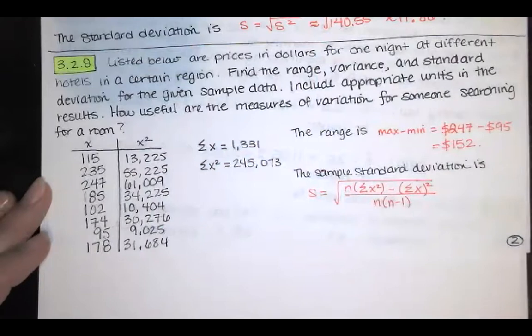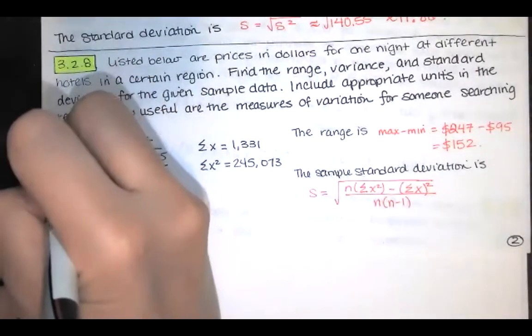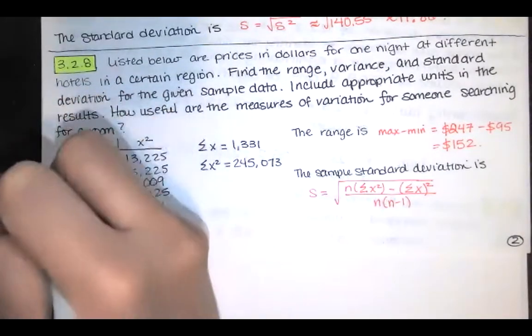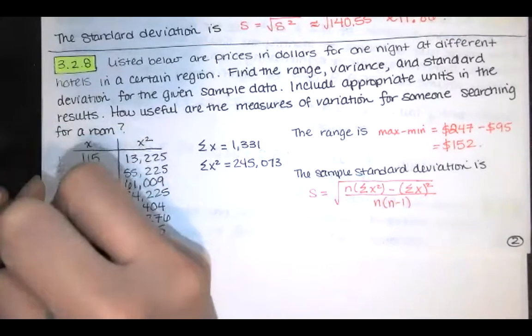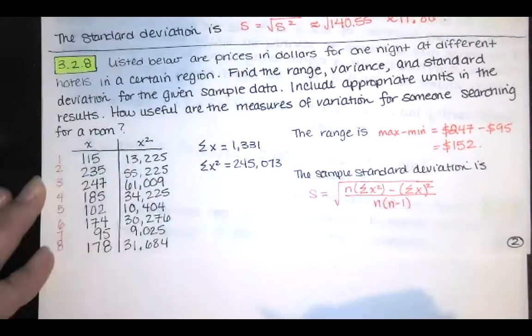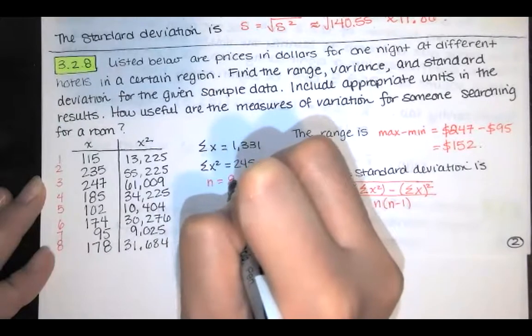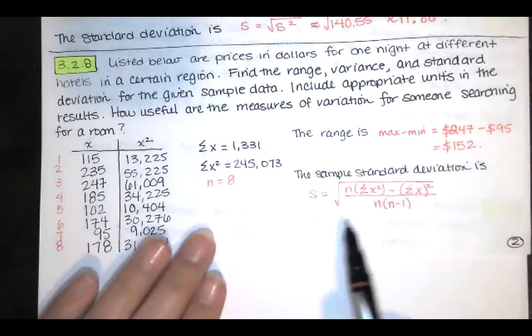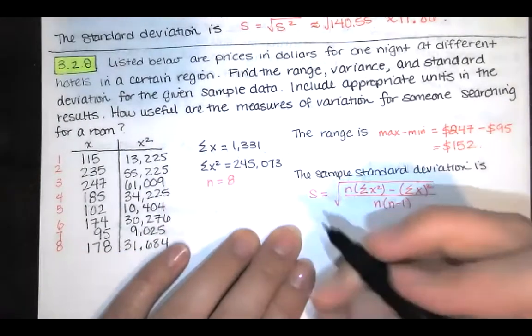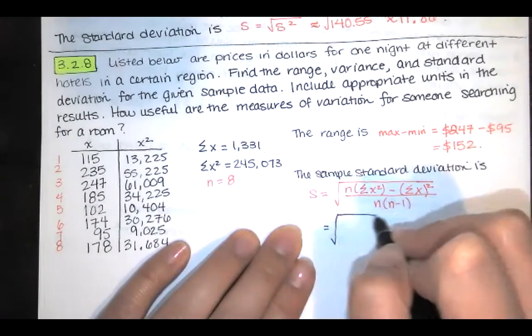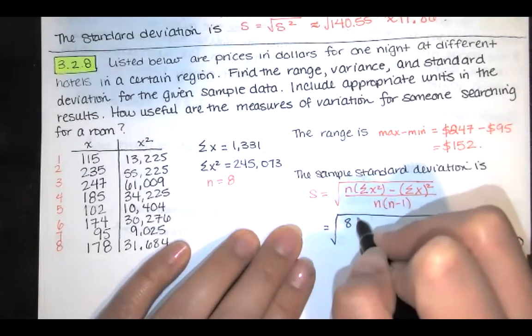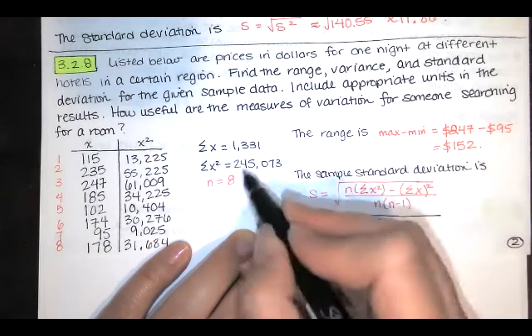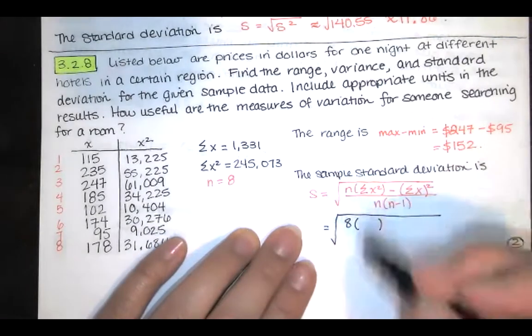Okay, and then the sample size is the number of values I have on this list. So there's 1, 2, 3, 4, 5, 6, 7, 8. So n equals 8. So we're just going to substitute all of those into this formula here. So I've got the square root of 8 times the sum of the x's squared, which I definitely did not leave enough space there.